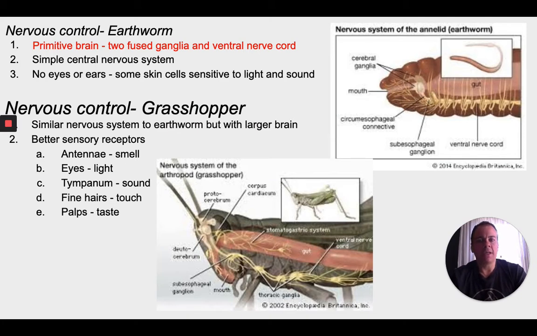They have a tympanum, basically an eardrum in which they can hear, very fine hairs that are sensitive to touch and pressure, and palps in the mouth parts which allow them to taste different molecules. So they have much more advanced sensory receptors.